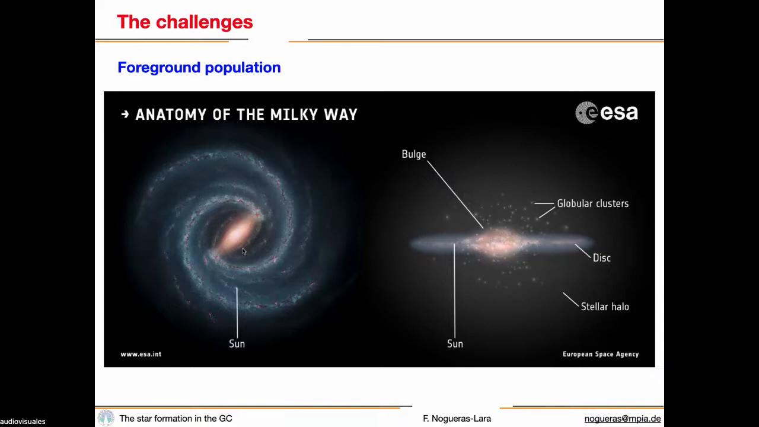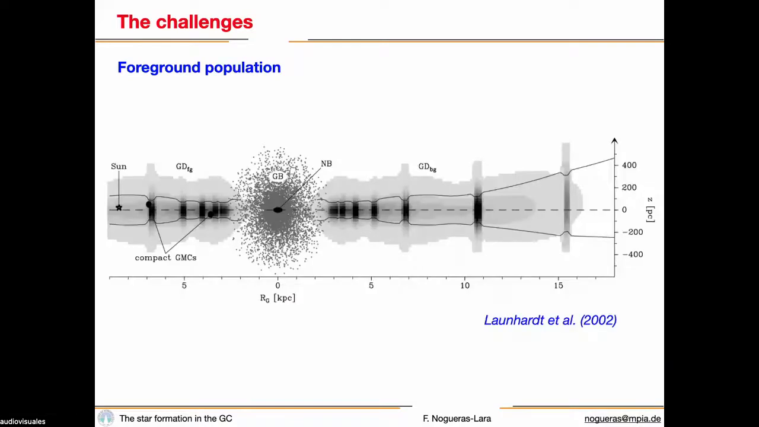So we are going to have a lot of contamination. Foreground stars that don't really belong to the galactic center, we are not going to be interested in them when we are trying to understand the galactic center. So here it's even clearer. This is what we have. Here is the Sun, and 26,000 light years away, we will have the nuclear bulge here, this red spot.